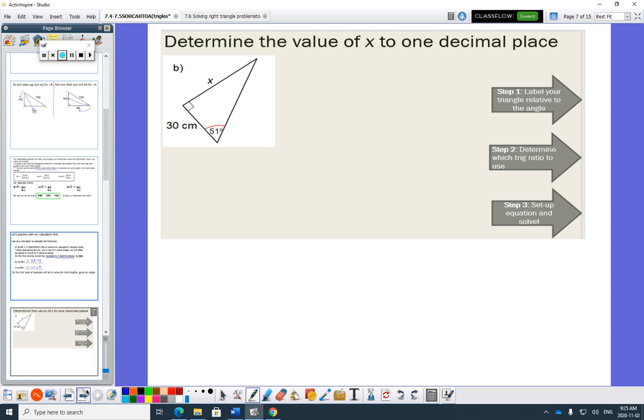But I do recommend that you label what these sides are. So 30 centimeters to 51, is it opposite, adjacent, or hypotenuse? Adjacent. Beside it, the opposite side, nope. This is the hypotenuse.